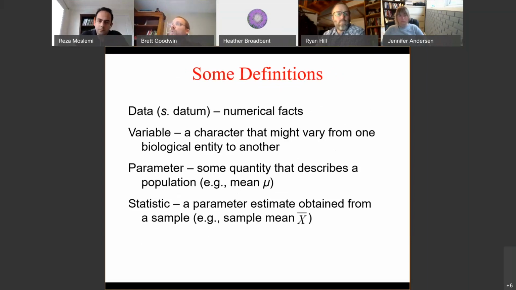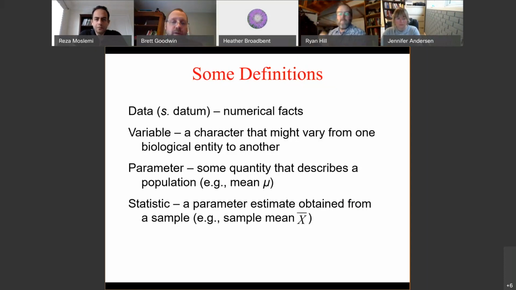Okay, so now we'll get to some definitions. We've been talking about some ideas like data, and data is simply some sort of numerical fact that you can gather about an entity in your population. So it might be height, weight, BOD (biological oxygen demand), length of a fish, biomass, whatever it might be that you could measure. Once you have that data, you can measure something from that data. So that would be a variable.